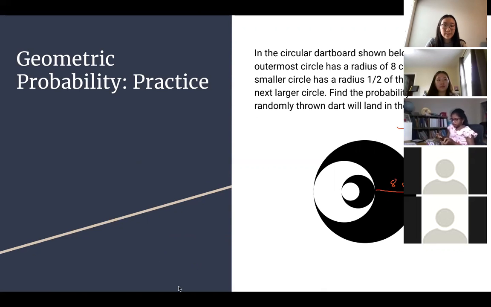Okay, so Charles is correct. The answer is 13/64. So he gets a cookie. And so let's go over how to do this problem.